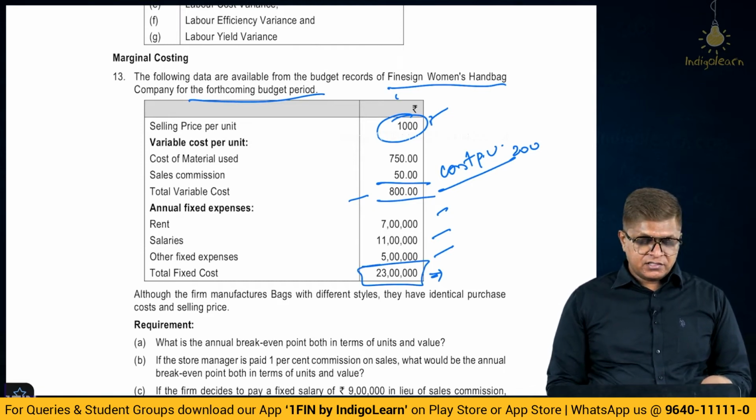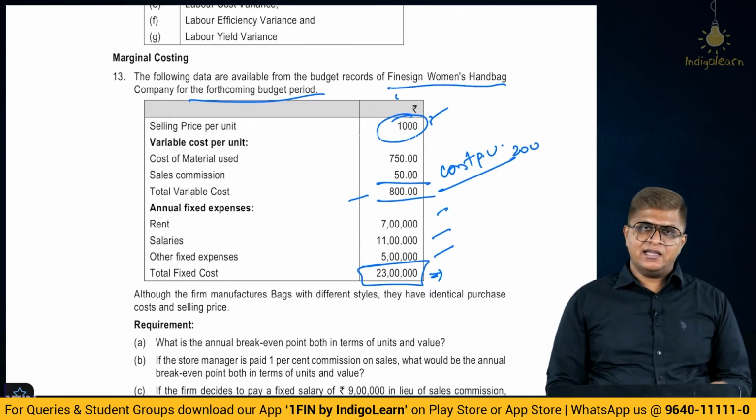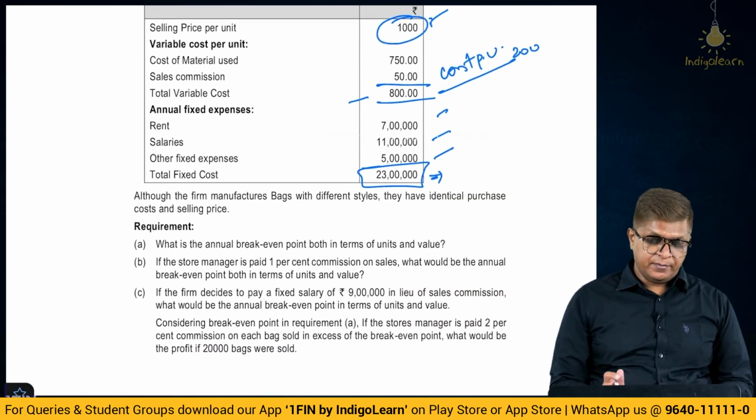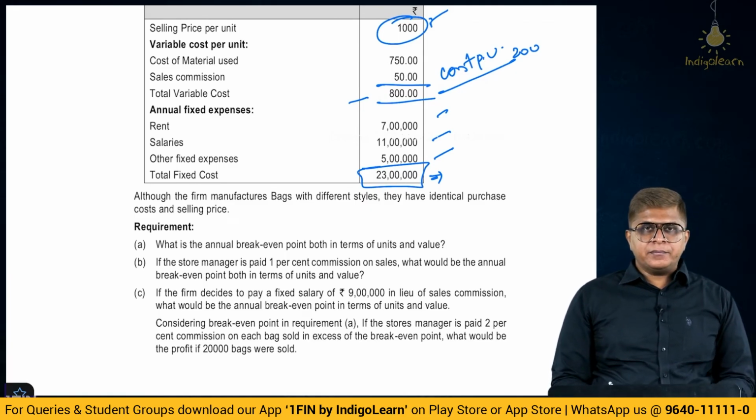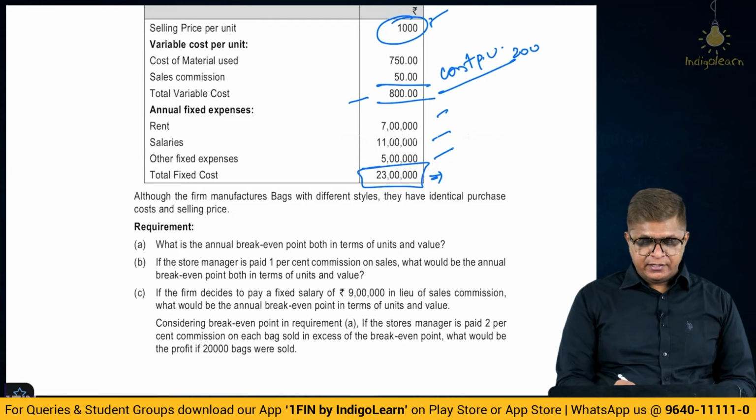Although the firm manufactures bags with different styles, they have identical purchase cost and selling price. Requirement 1. What is the annual break-even point in terms of units and value?